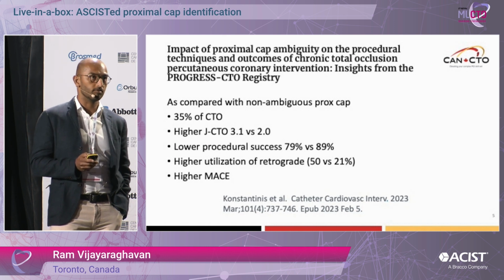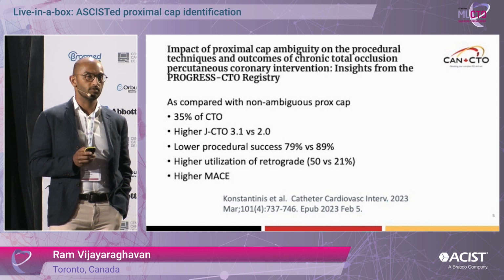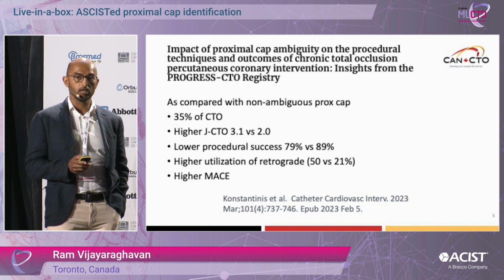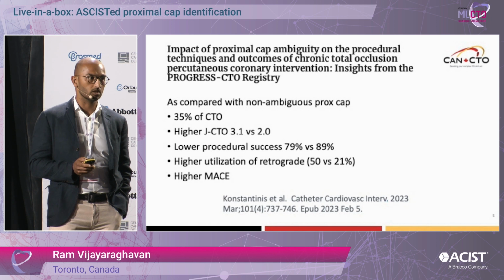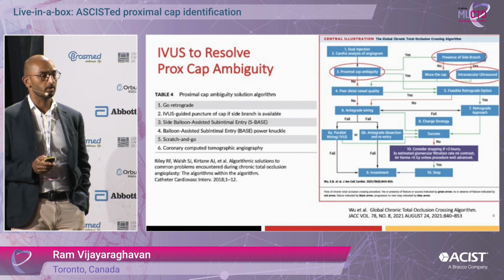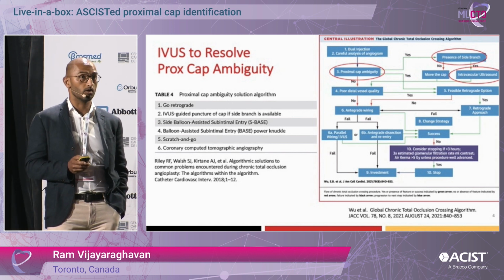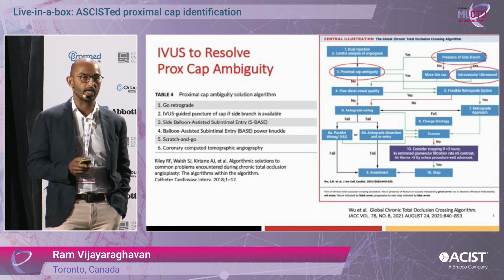So this is data from the PROGRESS CTO registry, which demonstrates that if you have proximal cap ambiguity, you are dealing with more complex lesions, you have a lower rate of procedural success, and a higher utilization of higher risk techniques and complications. So it's not entirely surprising that with the new global CTO algorithm, resolving proximal cap ambiguity with IVUS is front and center and one of the earlier considerations that you need to have when you're planning your procedure.